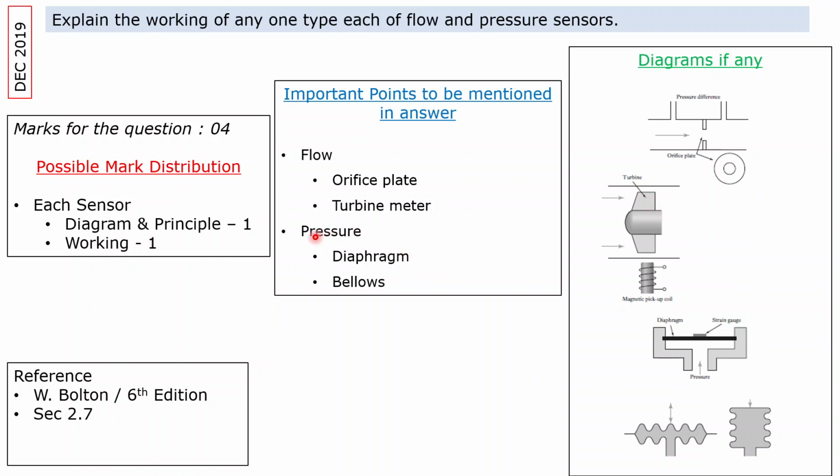Now for the pressure, there is a diaphragm and bellows. You can see this is the diaphragm. The fluid will be entering from this particular port, so it will be hitting this diaphragm. There will be movement on this diaphragm, which will be measured using a strain gauge. Next one is bellows. Through this particular opening, the fluid will be allowed to get inside. With respect to pressure, these serrations will get expanded, such that you can understand how much pressure is exerted into this particular bellows.